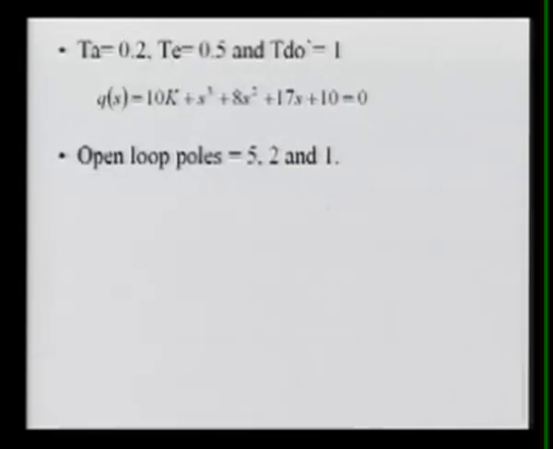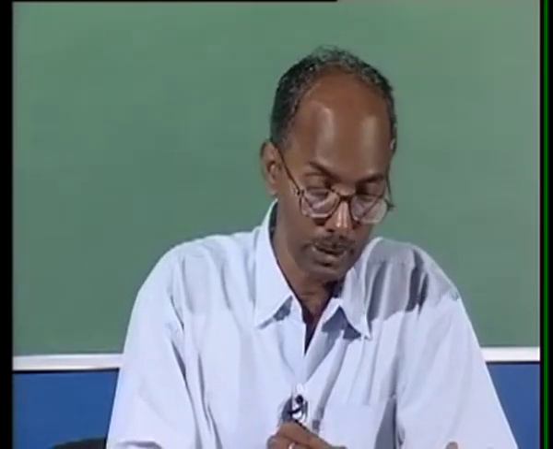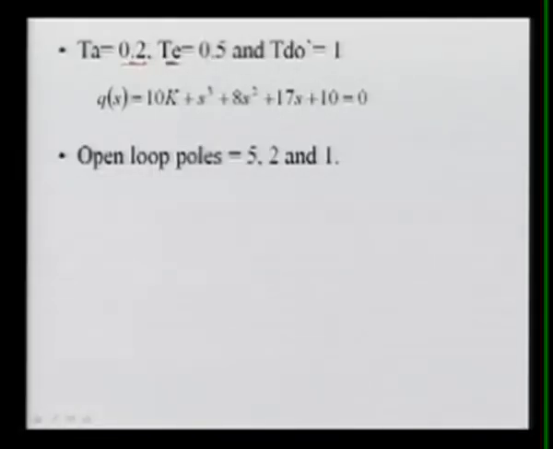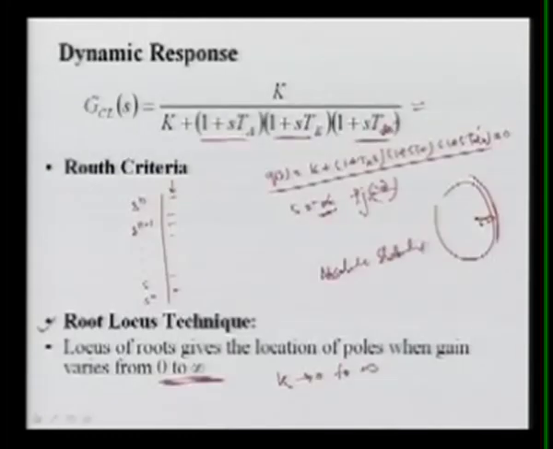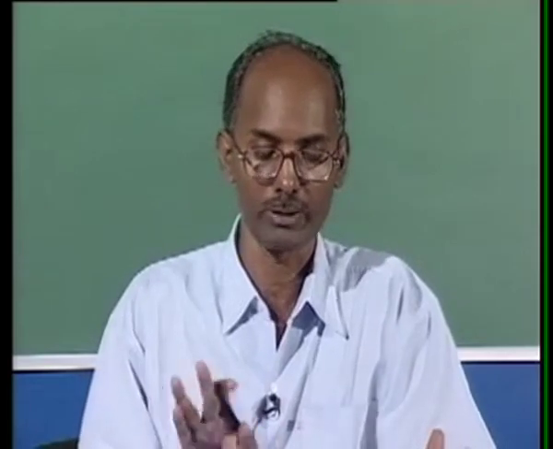To see that, let us see one example. We take Ta, the time constant of the amplifier, as very fast, because let us take a static amplifier, 0.2, the exciter time constant as 0.5, and the TDO prime as unity. If we put these values in, we can write the characteristic equation in this form, and you can see it is of order 3, meaning we will get 3 roots of this equation.